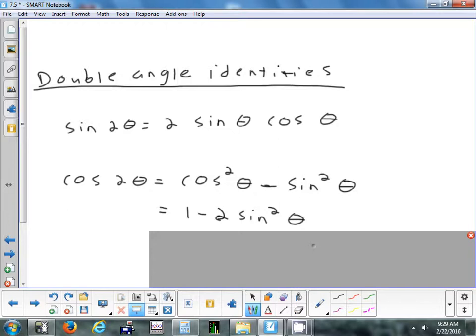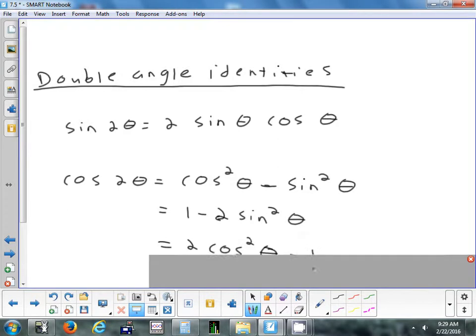Or you can write it that way. Or you can write it that way. Which one you'd use, it really doesn't matter. They're all the same. If I was doing a problem that said rewrite the following in terms of cosine only, then I'd probably pick the bottom one. If it said rewrite in terms of sine only, then I'd probably pick the second one. But they're all the same. It doesn't matter which one you use.